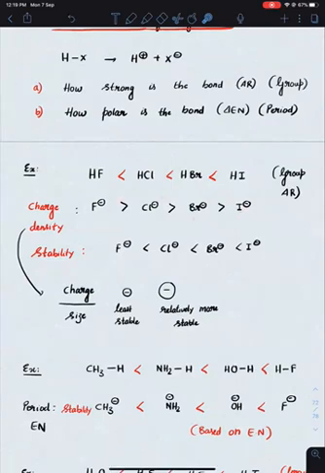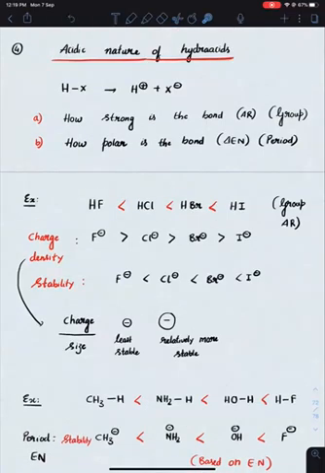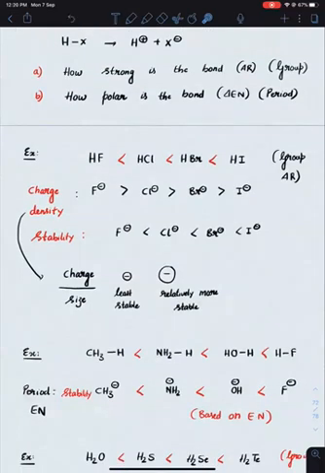So the order of stability will become F minus less than Cl minus less than Br minus less than I minus. So if I am putting HF and HI in water, the formed F minus will combine back with H positive more and more when compared to the formed I minus, because F minus is unstable. Okay. So the order of acidic strength becomes HF less than HCl less than HBr less than HI. I hope this is clear to everyone.